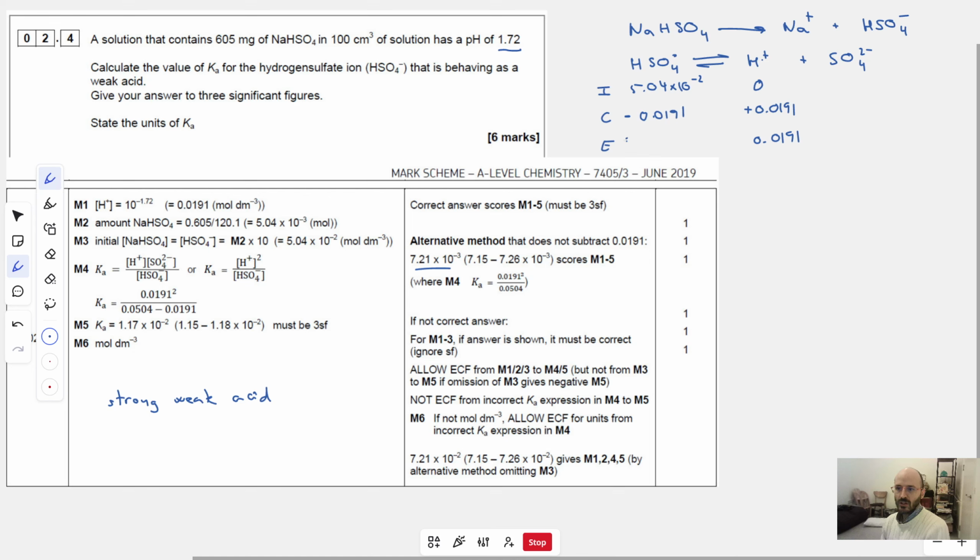So your concentration at equilibrium is 5.04 times 10 minus 2 minus 0.0191, which is this value here. Then you substitute, and that's it. That gives you the Ka.